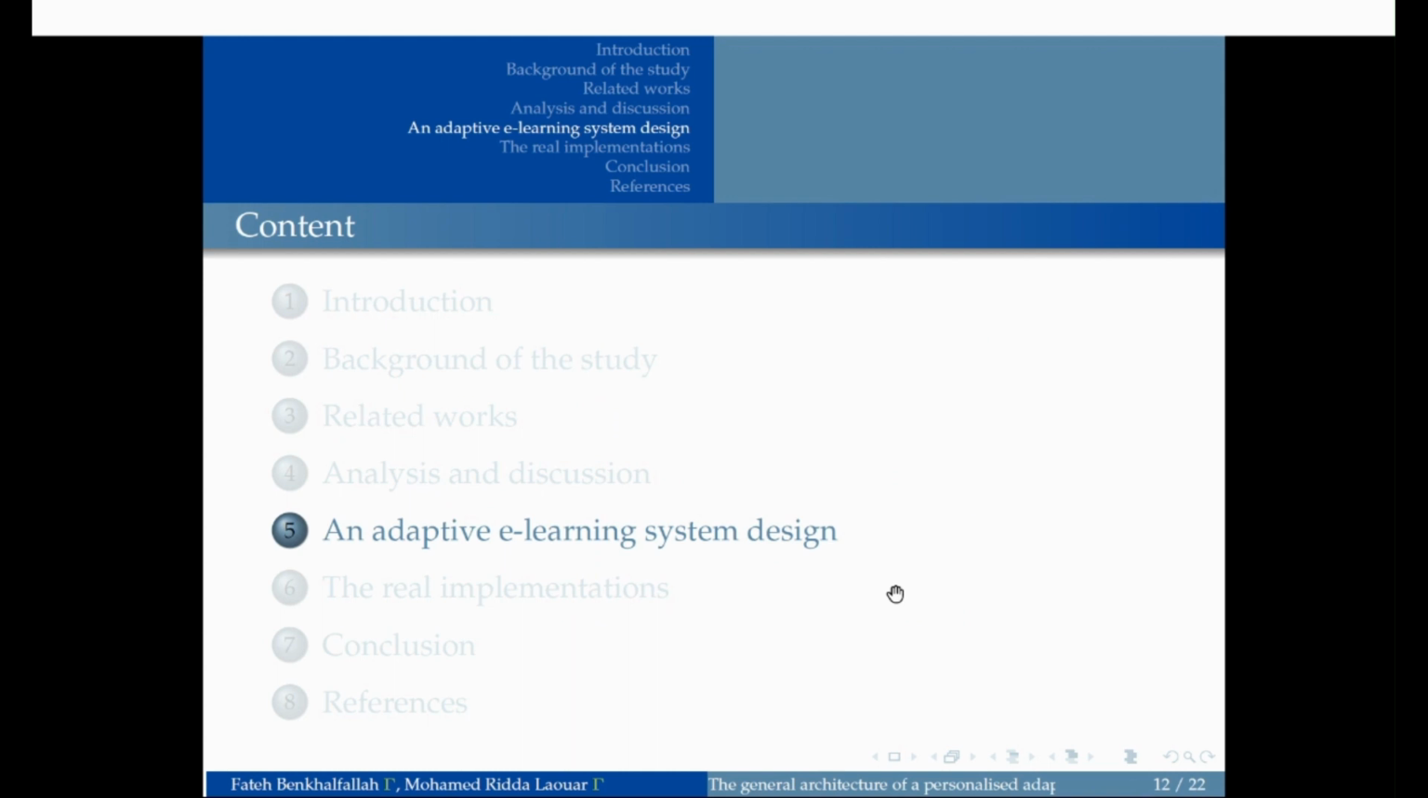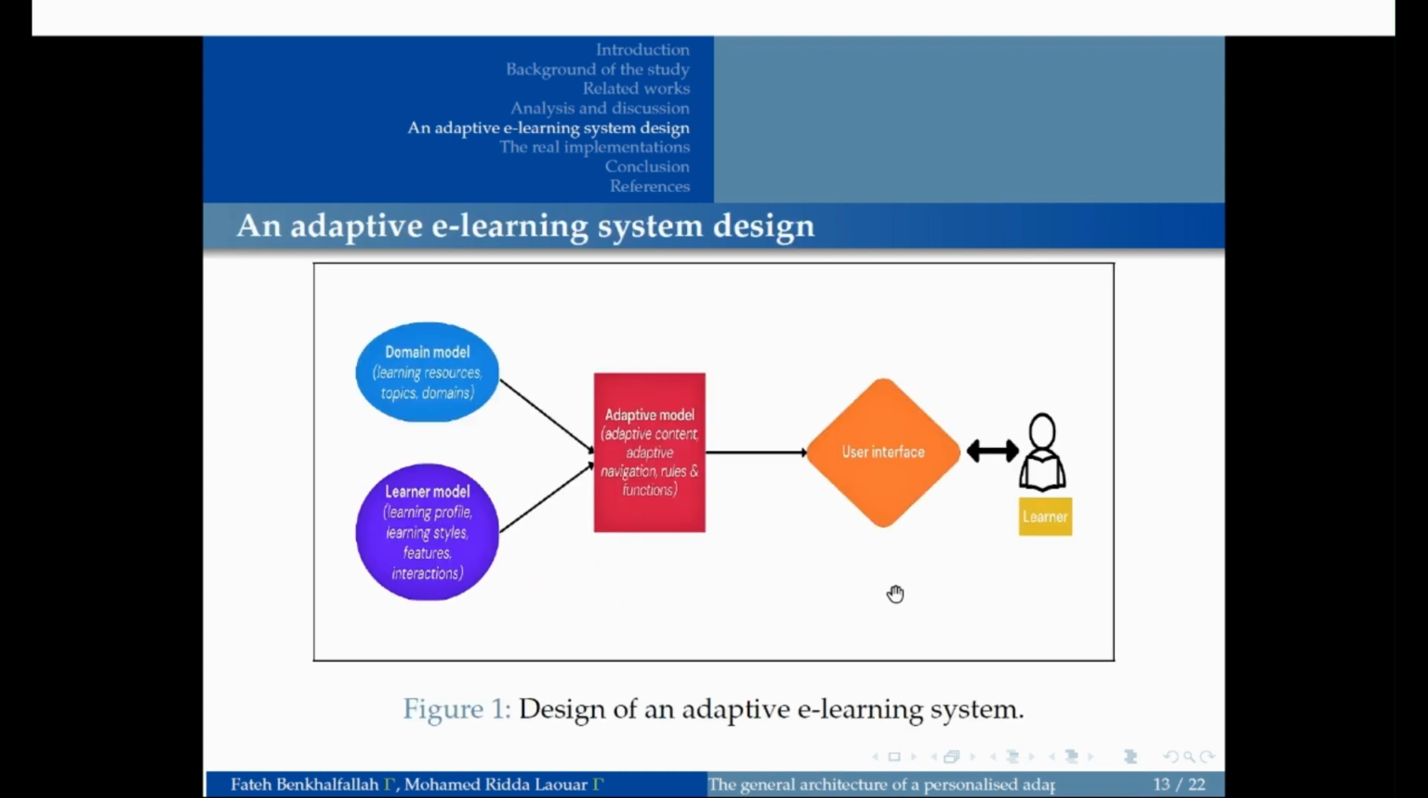An adaptive e-learning system design. Figure 1 shows the basic architecture of an adaptive e-learning system, consisting of four major components. The first one, the domain model, represents the hierarchical structure of learning objectives, which governs the pedagogical components. It serves as an organized repository of knowledge to be imparted to students, especially in specific areas such as courses.